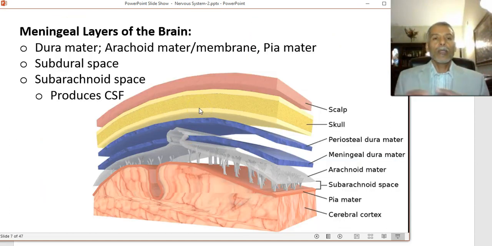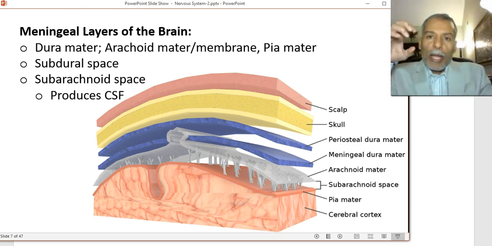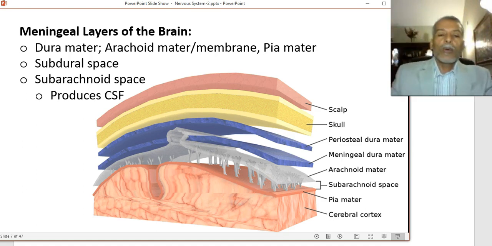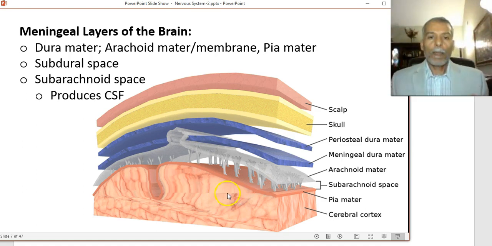So now, before we get deeper into the different parts of the brain, we're going to look at the outside covering of the brain. The brain is very soft. The consistency of it is like toothpaste. When you squeeze, toothpaste comes out. That is how the brain itself is like. So it needs to be protected.